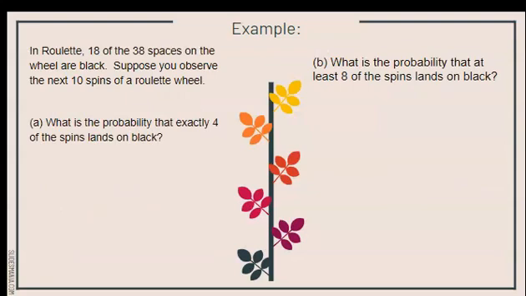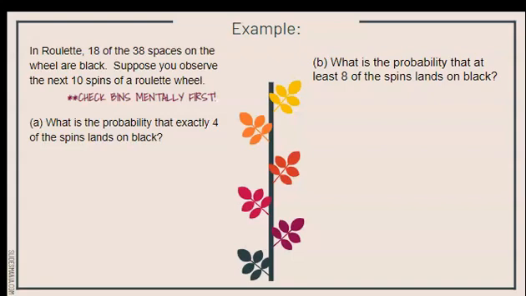Okay, so let's look at this example. In roulette, 18 of the 38 spaces on the wheel are black. Suppose you observe the next 10 spins of a roulette wheel. A, what is the probability that exactly 4 of the spins lands on black? So before I jump into any equations, I need to mentally check through BINS. Check through my list. B, what's my clear success, clear failure? My clear success is landing on black. Failure is not black.